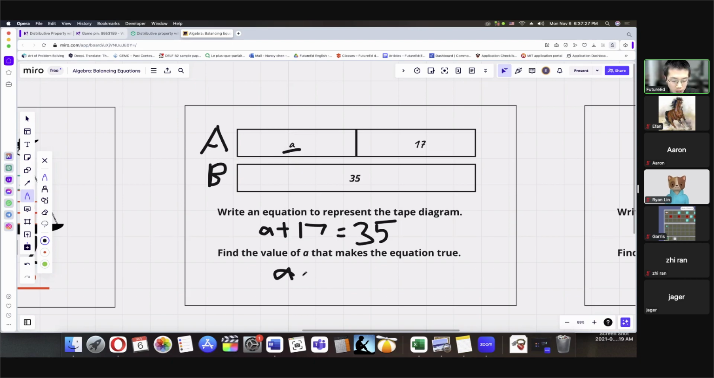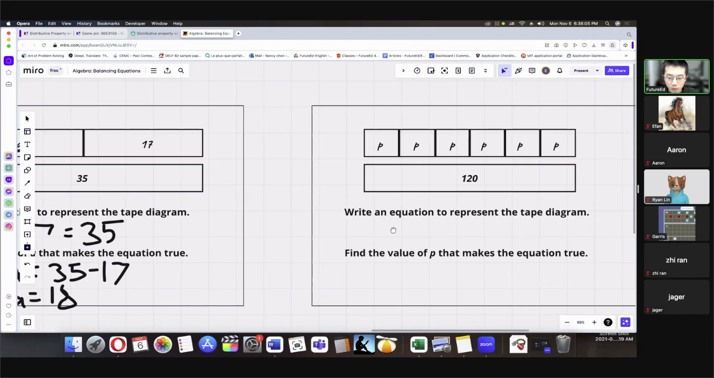So how would you get just A? A is 35, what? Minus 17. Okay. So what is 35 minus 17? It's 18. A is 18. Now just to check, if we throw 18 back into our original equation, what is 18 plus 17? It's 35, and 35 is equal to 35, so we got this one right. Thank you, Jagger.